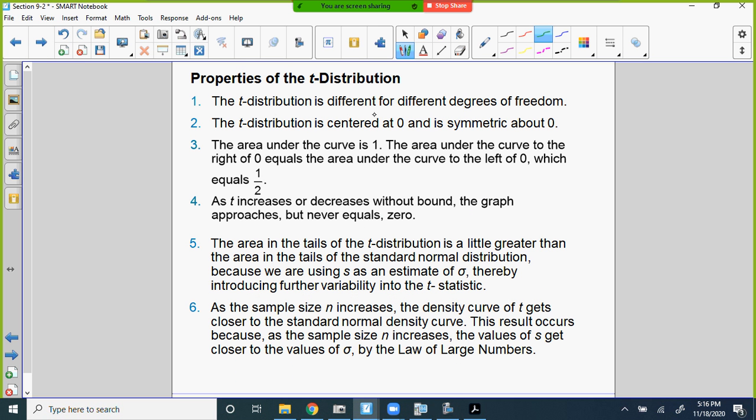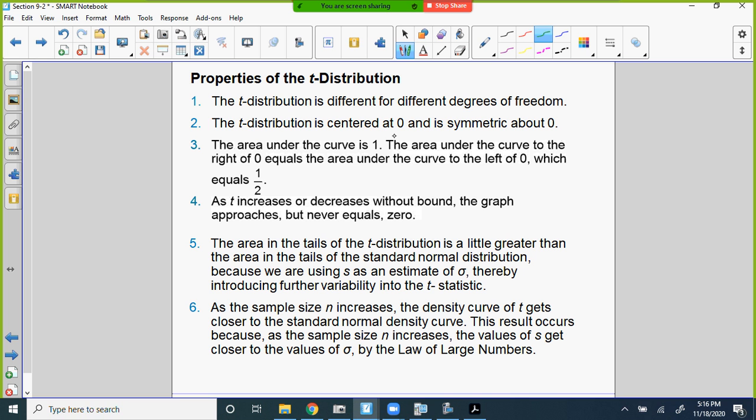The T distribution is different for different degrees of freedom, right? Degrees of freedom deal with what number in your sample can be varied, right? The number in your sample that can be varied.